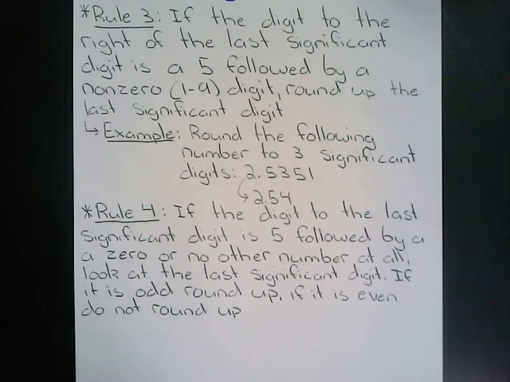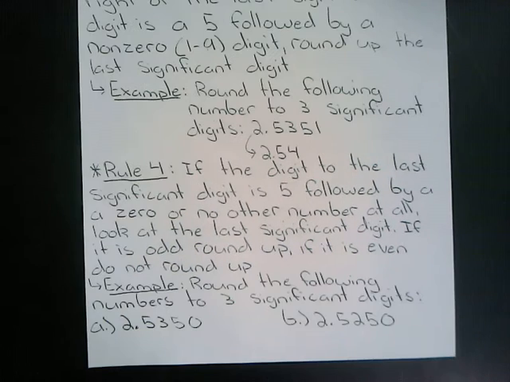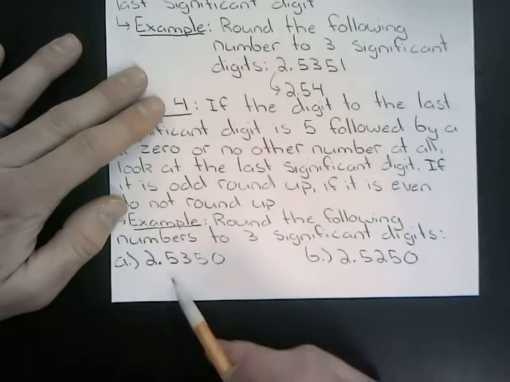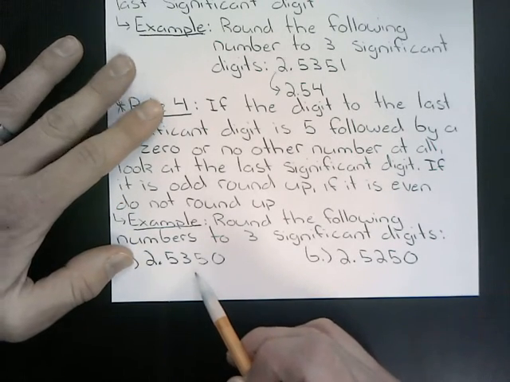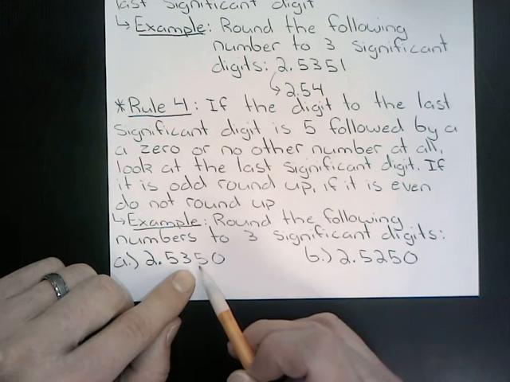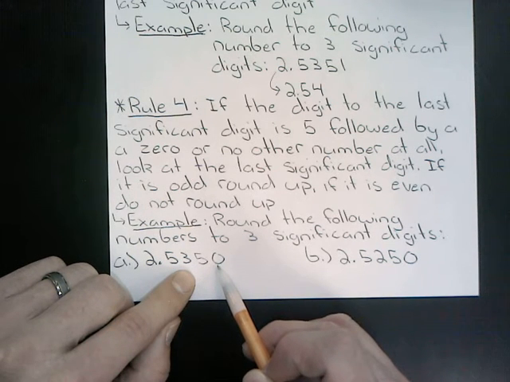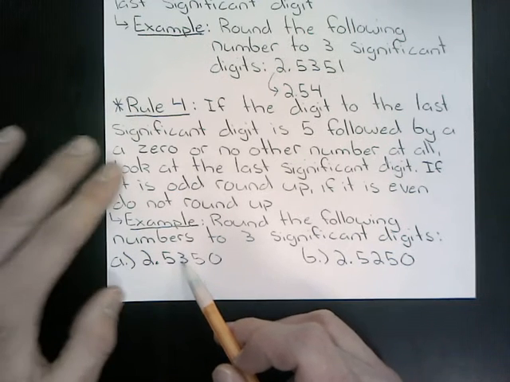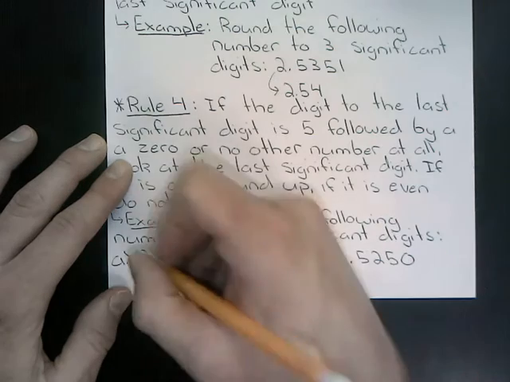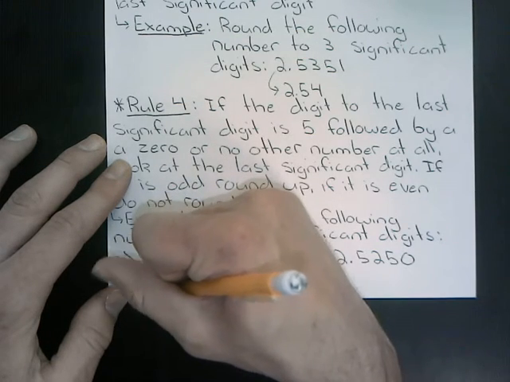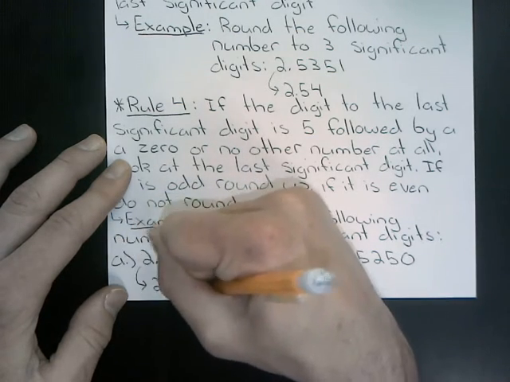It's even sometimes confusing for myself to look at it, but let's take a couple of examples and round these numbers that I'm about to give you to 3 significant digits. Okay, so we start out here with example part A. 2.53, those are 3 significant digits. We look to the right. It is a 5 and a 0. Now if it says, hey, this last significant digit, which is a 3, is an odd number, round up. Well, 3 is an odd number, so this would round to 2.54.